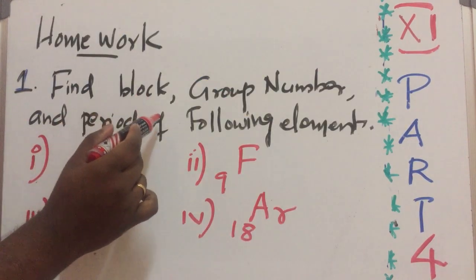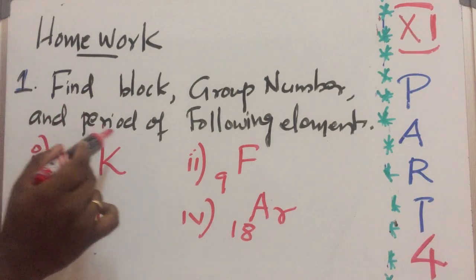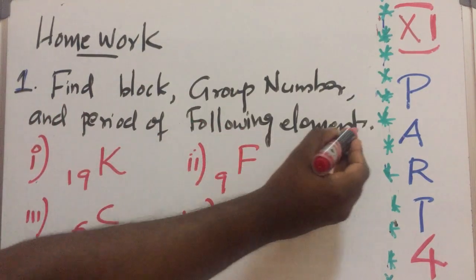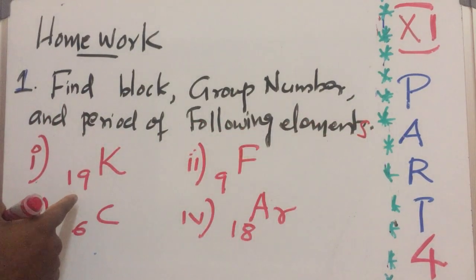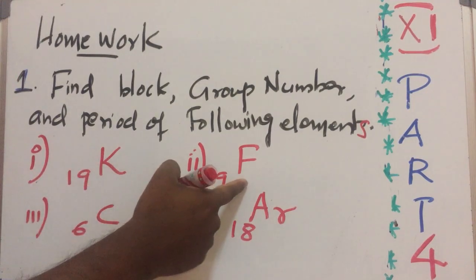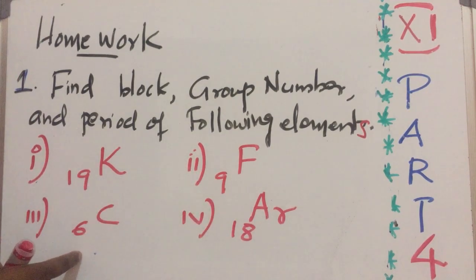Find block, group number and period of the following elements. Potassium 19, fluorine atomic number 9, carbon 6 and argon 18. Okay, all the best. Thank you.